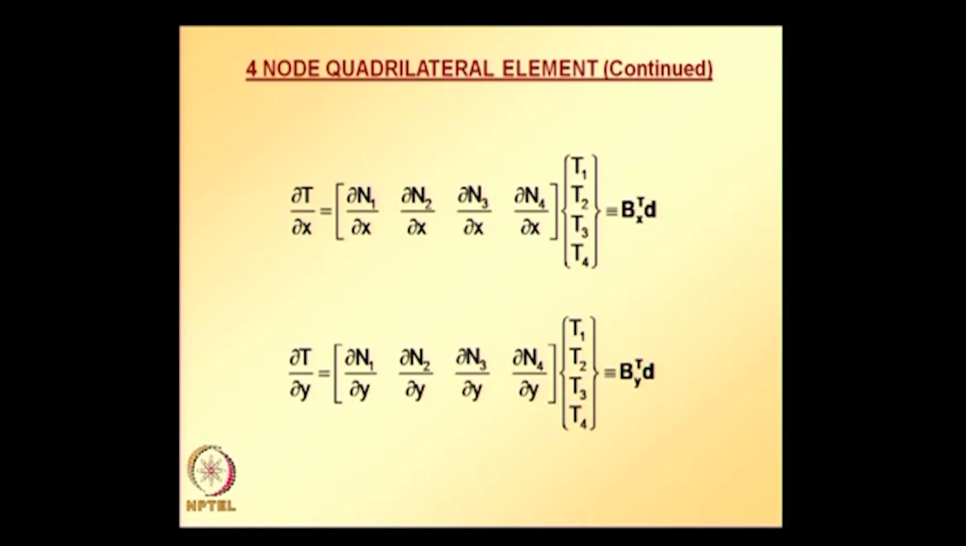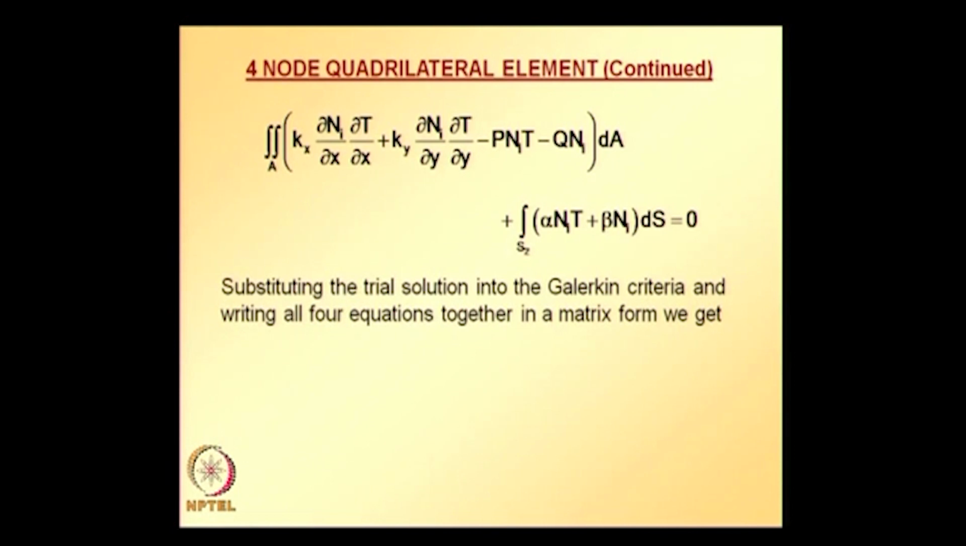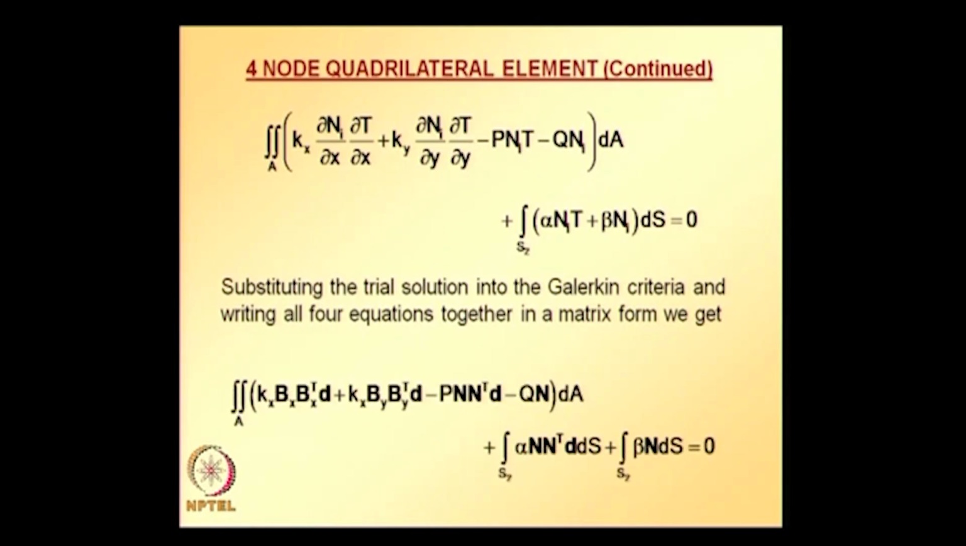Now, we can substitute all this information into the equation. Substituting the trial solution into the Galerkin criteria and writing all 4 equations together in matrix form, we get 4 equations because there are 4 shape functions. So, substituting the derivatives of shape functions and shape functions, derivatives of the trial solution and the trial solution in terms of finite element shape functions, we get this equation.